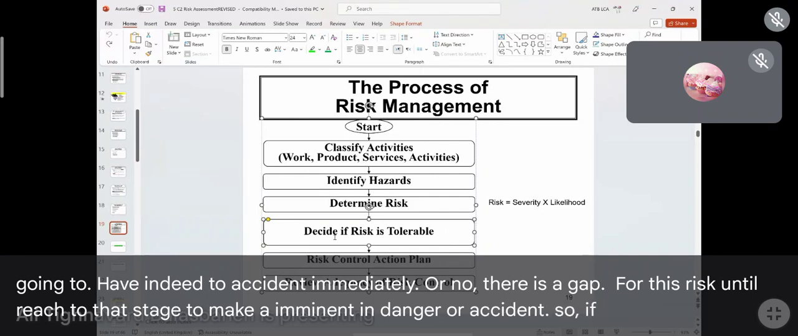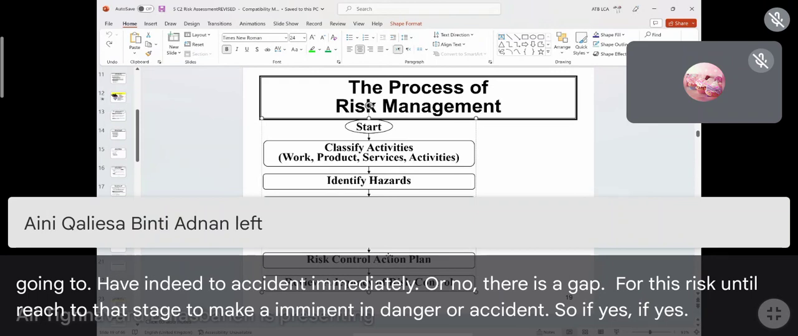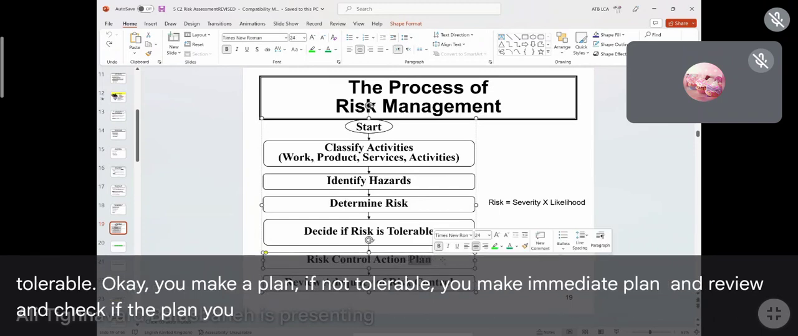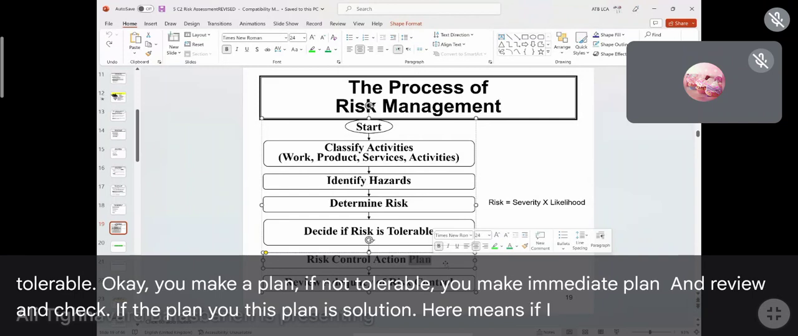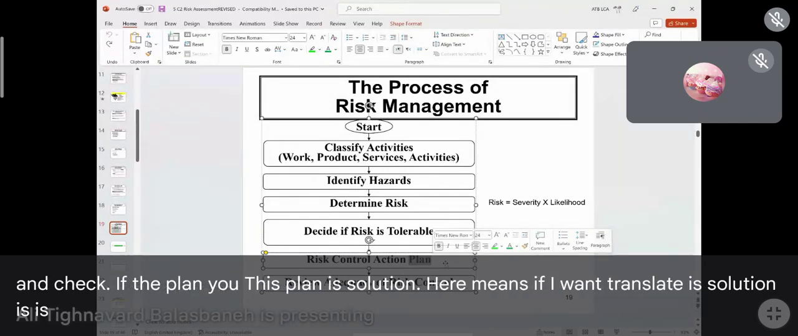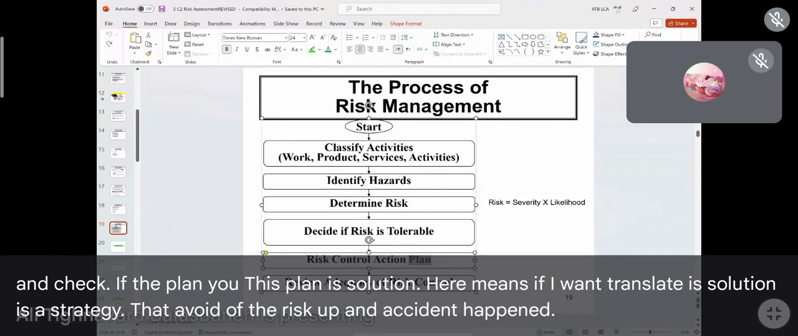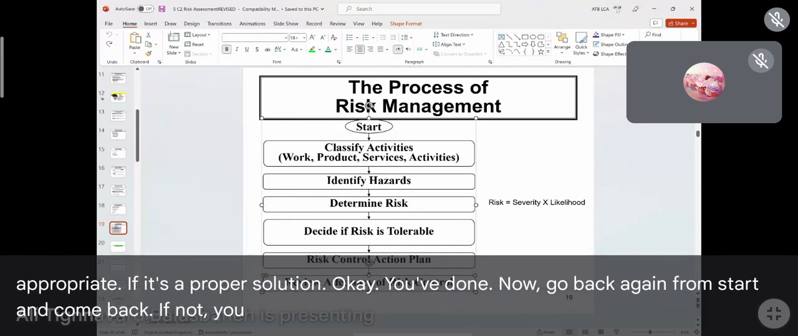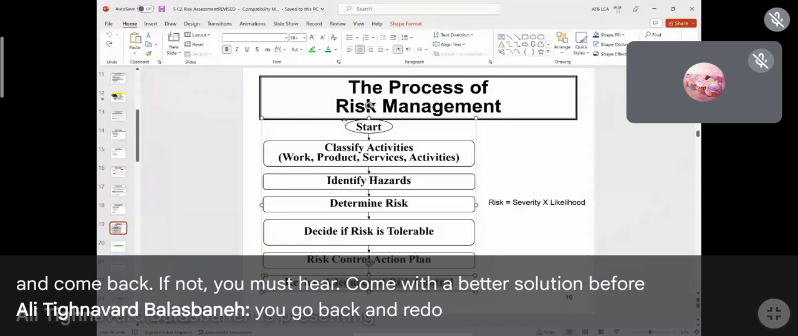So if yes, if it's tolerable, okay, you make a plan. If not tolerable, you make an immediate plan, and review and check if this plan is the solution. If I want to translate, a solution is a strategy that avoids the risk happening, the accident happening. If that is adequate, if it's a proper solution, okay, you're done. Now go back again from the start. If not, you must come up with a better solution before you go back and redo everything again.